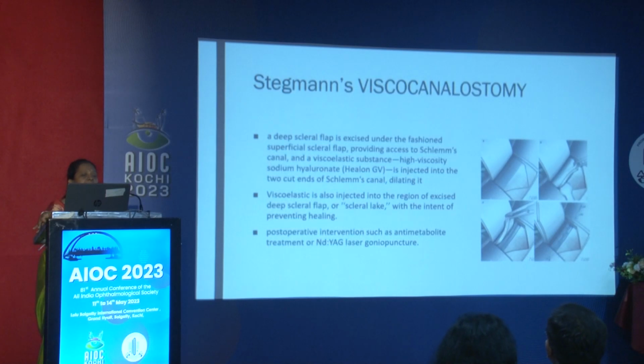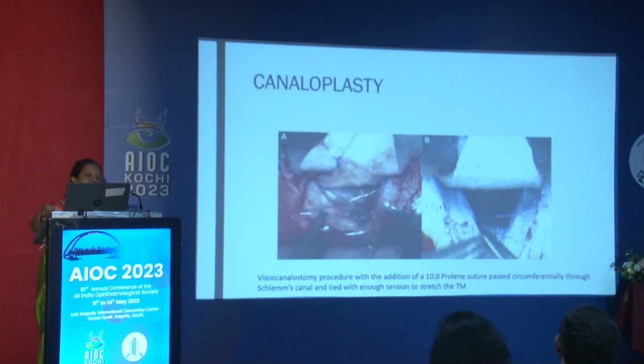And in 1999, Stegman introduced viscocanalostomy. Here a deep scleral flap is excised under a superficial flap. So it creates a scleral lake, and the aqueous percolates through a trabecular Descemet's window. This was all to prevent the healing process and to reduce the complications seen with trabeculectomy. However, the intraocular pressure control was not as good as for a TRAB.